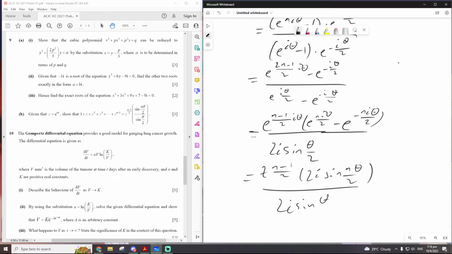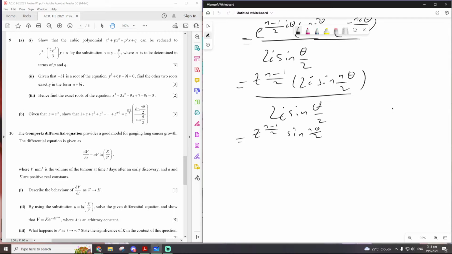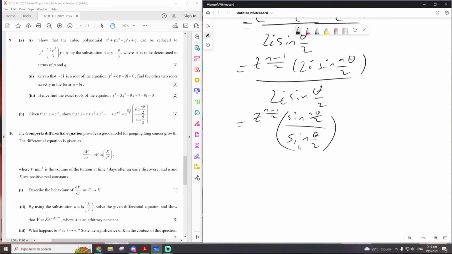I would not expect many students to get this during the exam. It's only 3 marks, so don't worry if you don't get it. The two i's cancel out, so you get z to the power of n minus 1 divided by 2, times sine n theta over 2 divided by sine theta over 2. Okay, cool. That's question 10. Question 9 rather.